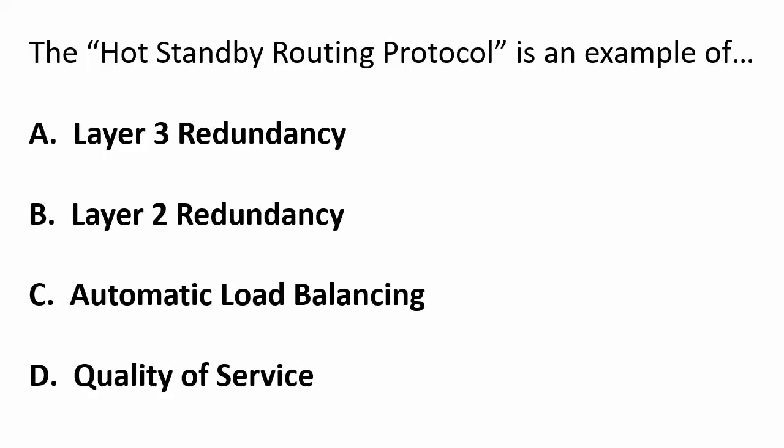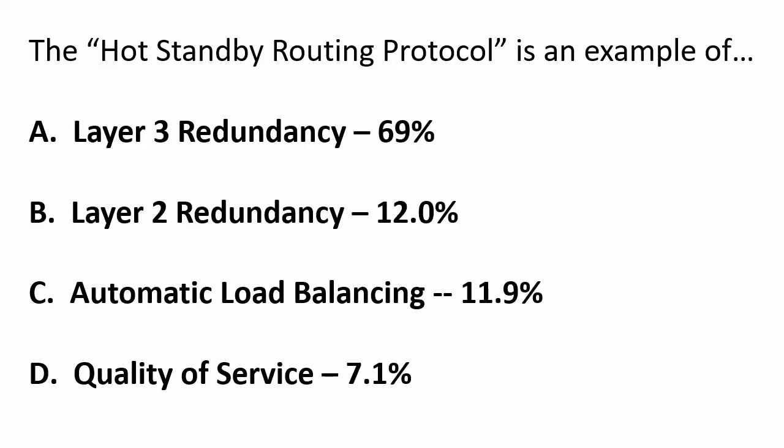Now let's take a look at the percentages. And like I said, I posted this question the day before on LinkedIn and Facebook and Twitter, and we added up the percentages to see what answers everybody comes up with. And here, 69% of respondents say it's layer 3 redundancy, 12% say it's layer 2, 11.9% say it's automatic load balancing, and quality of service came in last at 7.1%. And the correct answer for this one is indeed A.